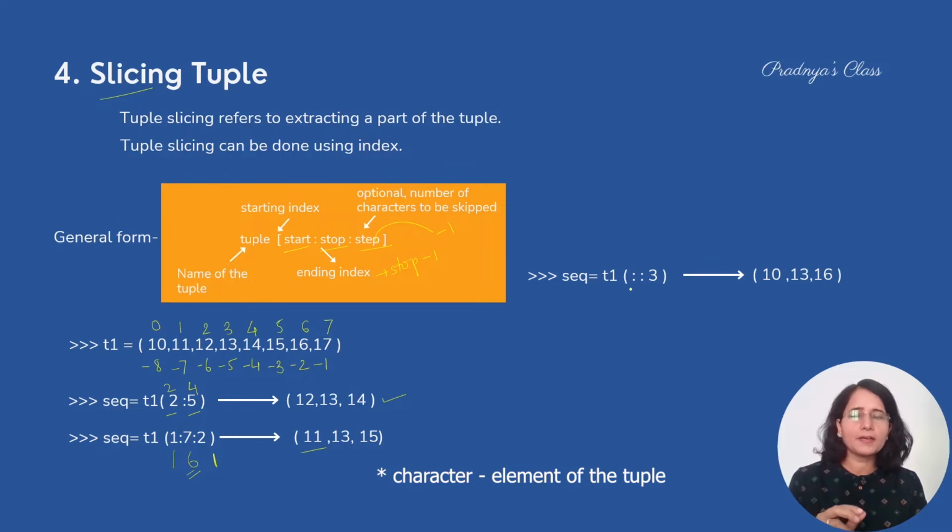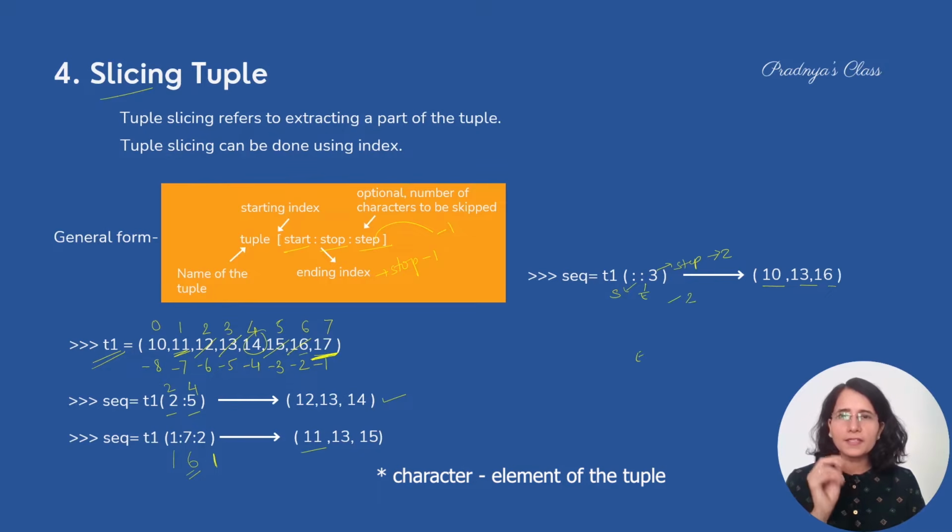Let's consider one more example. Here I skipped the starting index, and I skipped the ending index also, and this is the step value. When we skip the starting and ending index, it will consider the whole tuple. And step 3 means we have to skip 2 elements in between. So it will start with 10. So we got 10. Now skip the 2 elements, so we will skip 11 and 12. We got the next element as 13. Again skip the 2 elements 14 and 15. We got the next element 16. Now we cannot skip the 2 elements as we are at the ending part of the tuple.